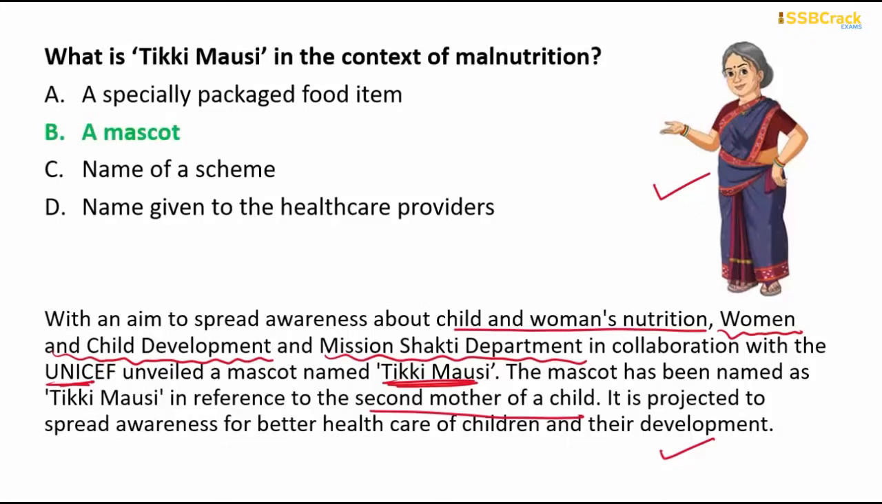So Tikki Mausi is that particular one. It is an important mascot unveiled in collaboration, with an aim to spread awareness about child and women's nutrition, and it is done by the Women and Child Development and Mission Shakti department, along with the collaboration of the United Nations International Children's Education Fund, so UNICEF. Both of them have collaborated together and unveiled this mascot. The main aim of this mascot is to spread awareness about child and women's nutrition. She is named Tikki Mausi. Tikki Mausi means the second mother of a child.